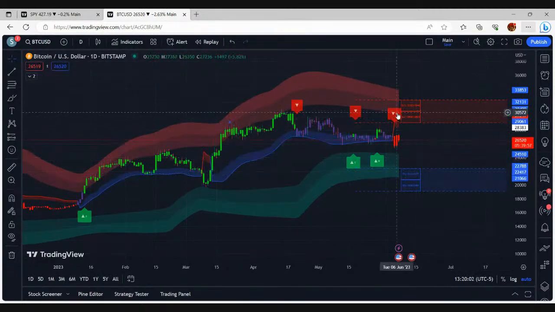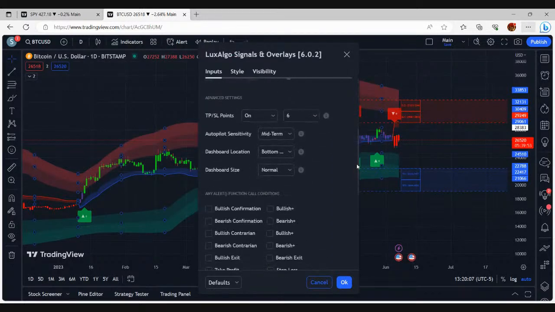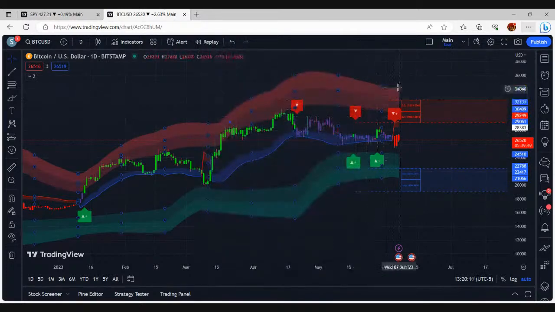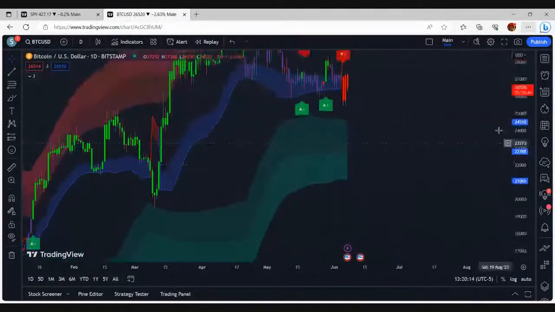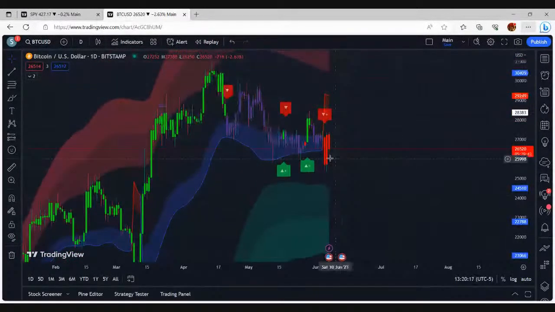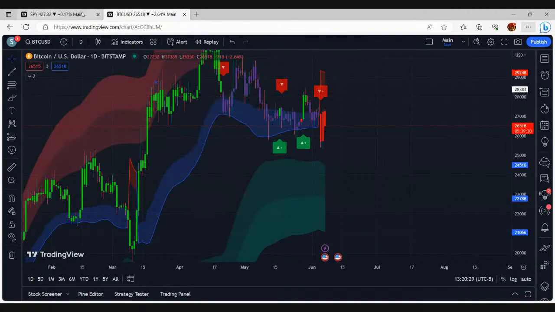I'm just going to turn off the profit loss thing. So turn this off. Kind of zoom in here. So it hasn't been that accurate on the daily recently, so I wouldn't put much weight into this just yet. The smart trail has turned bearish though, but it's done it before plenty of times and not really lasted. So I wouldn't say there's anything super clear.